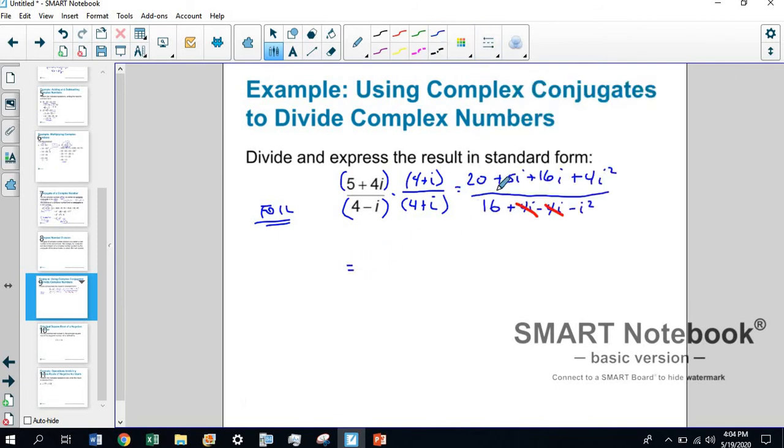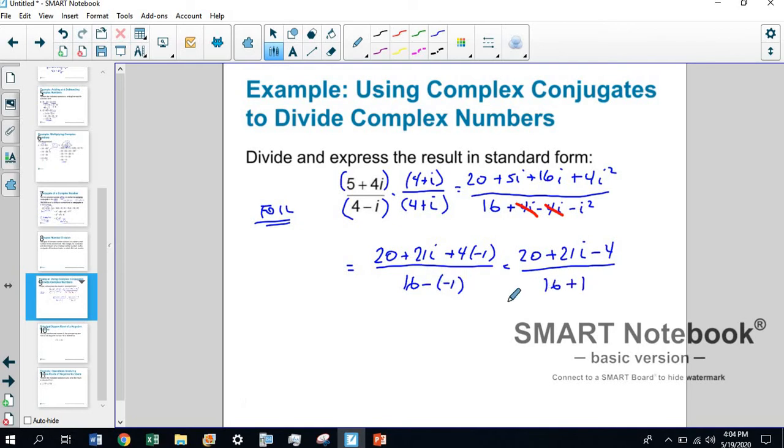The top becomes 20 plus 21i plus 4 times negative 1. The bottom becomes 16 minus negative 1. And so we get 20 plus 21i minus 4 over 16 plus 1. Negative negative makes a plus. And so if you combine the numerator, you get 16 plus 21i. The denominator is 17. And now that's still not in the proper form.